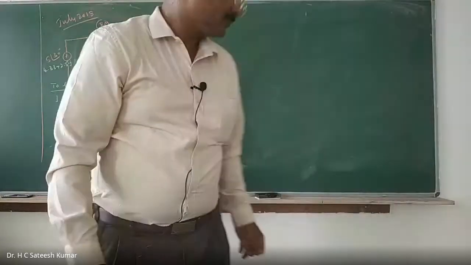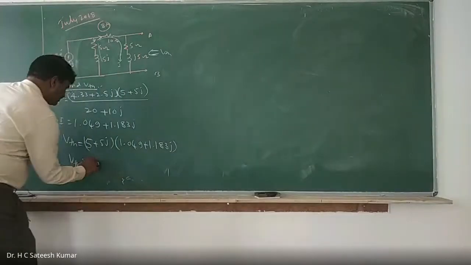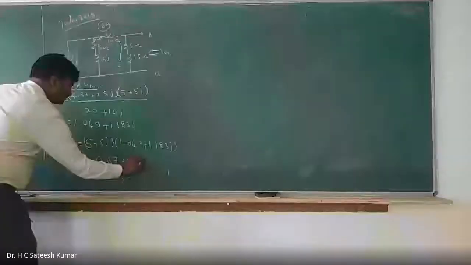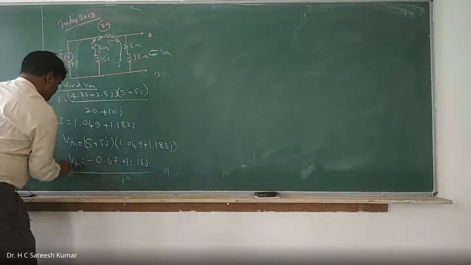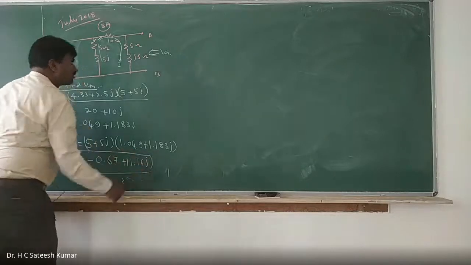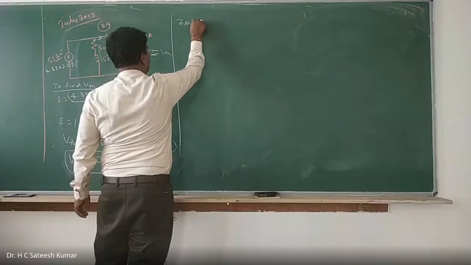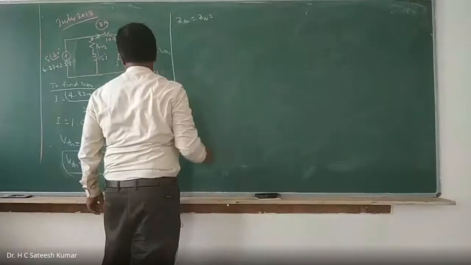Minus 0.67, correct. Minus 0.67 plus 11.16J. That is your VTH. Next, ZTH, which is equal to Z Norton. Both of them are the same.